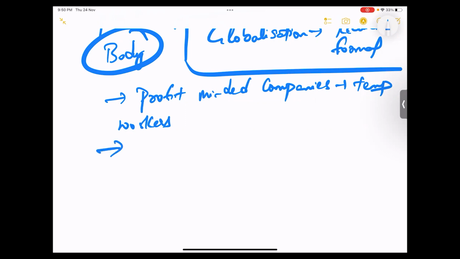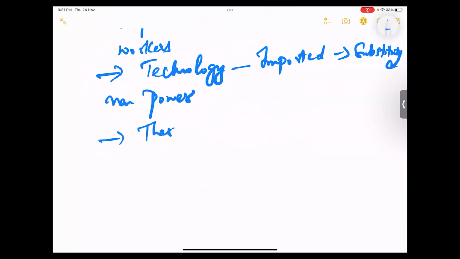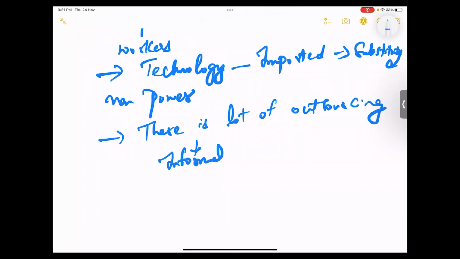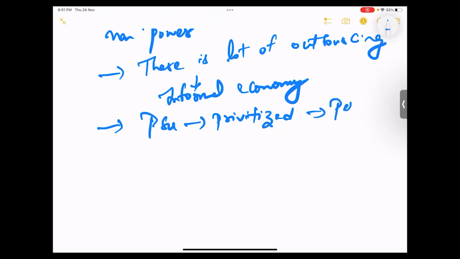Okay, then the next thing is obviously technology played a part. Technology got imported and this substituted manpower. And then there is a lot of outsourcing happening in various places, which is leading to an informal economy. And one point which I liked, which Rajni wrote, is that many PSUs are being privatized. So when they are being privatized, the permanent workforce reduces.